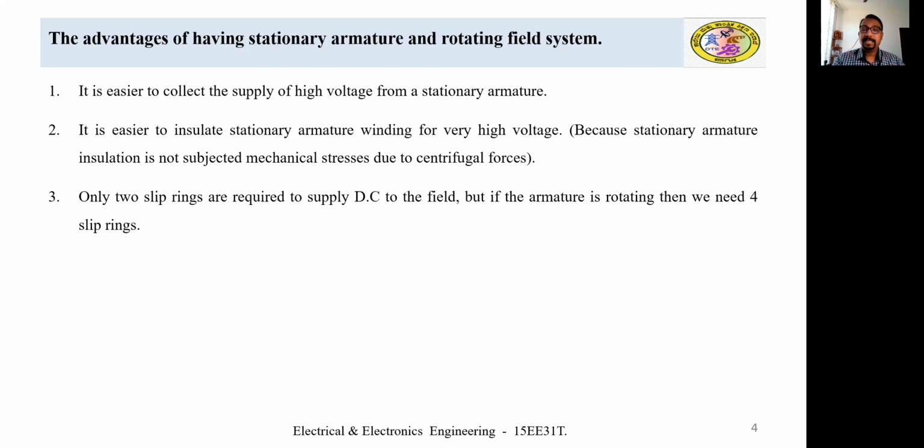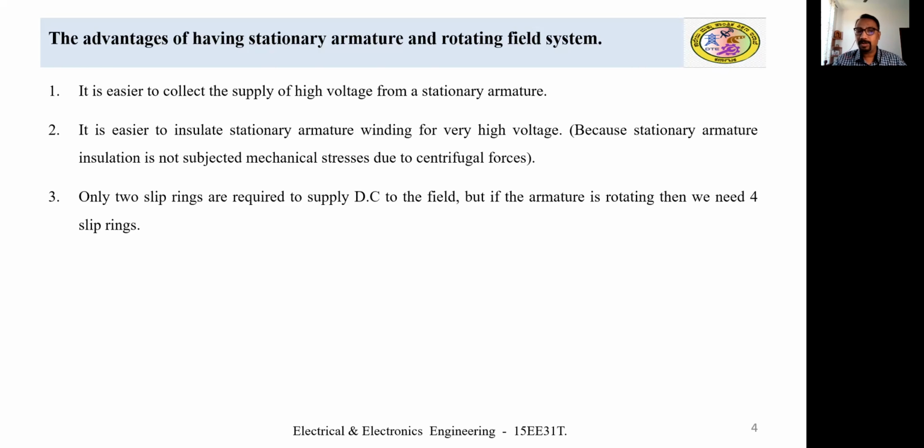But if, on the other hand, the armature is rotating, then we need four slip rings and four brushes. Why do we need four slip rings? Because for three phases we need three slip rings, and for neutral we need another slip ring. So obviously four brushes are also required.